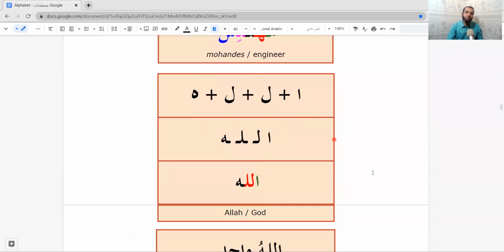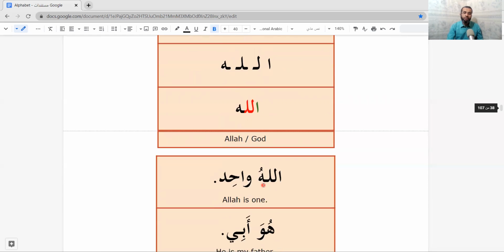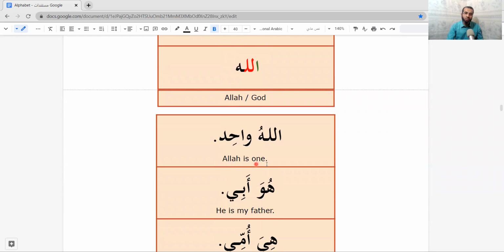Now, this word, alif, lam, and another lam, and then ha. This is the word Allah. As you may notice, here there is no alif written. We pronounce alif, long vowel, in the middle. We say Allah. But this alif is only pronounced but not written. So this is Allah. Can you read this? Allah is one. Allahu, the ha here has dhamma.